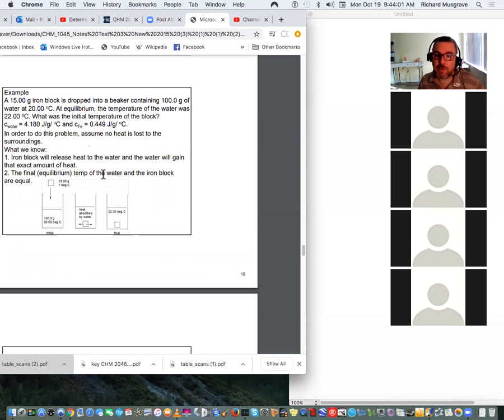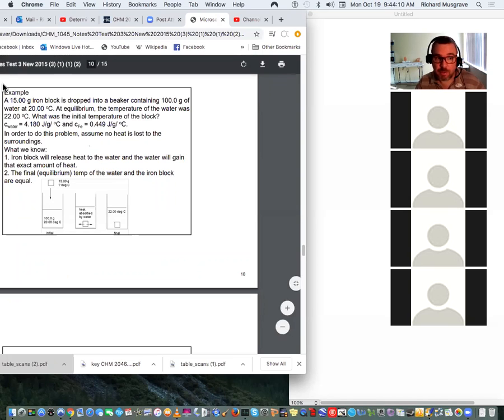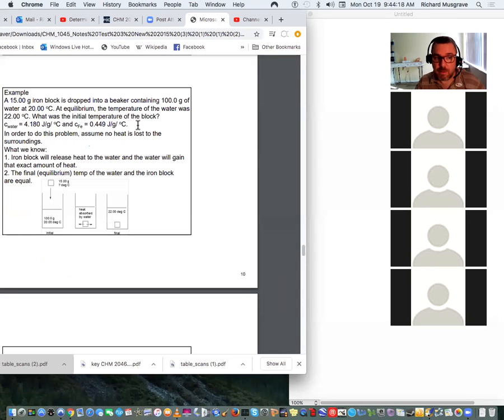All right, does anybody have any questions? In this instance, we're looking for, if you look at the question, it says, what was the initial temperature of the iron block? That's what we're looking for, David. And you do that just by doing 4.18 joules.